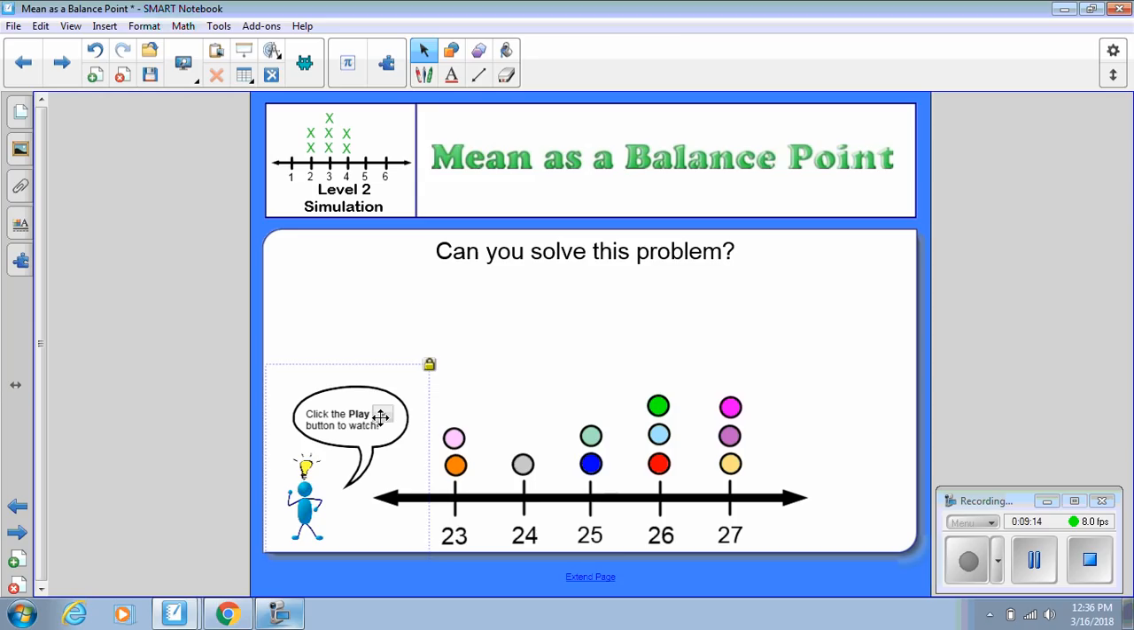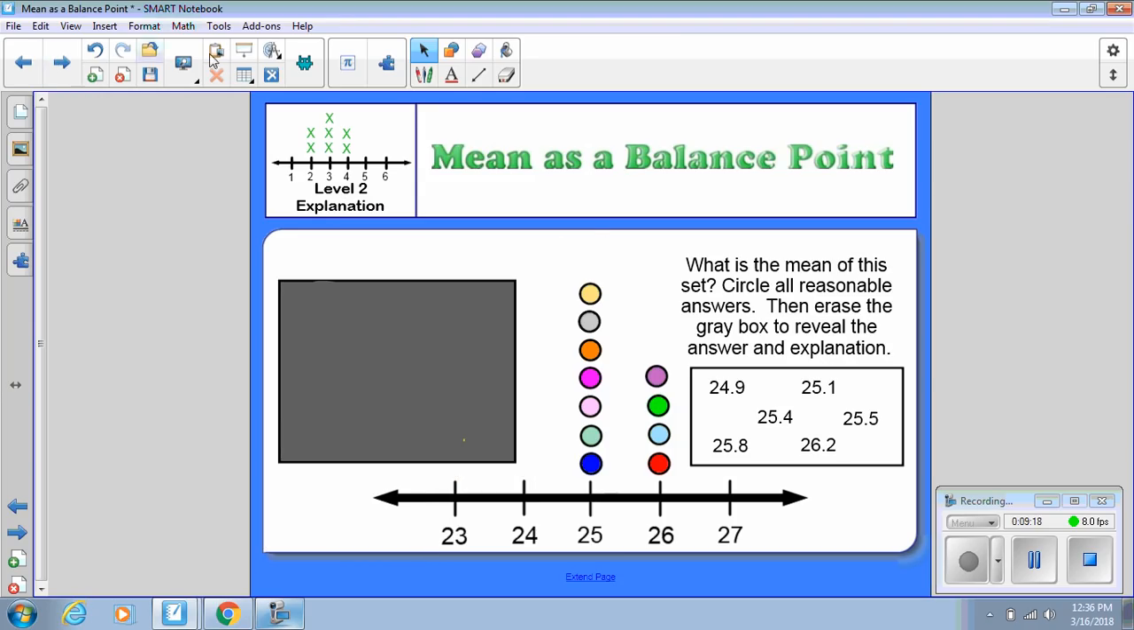So we figured it out. And then, so what is the mean of this set? Circle all reasonable answers. This is kind of like what you would get. A reasonable answer, we said, is between 25 and 26.